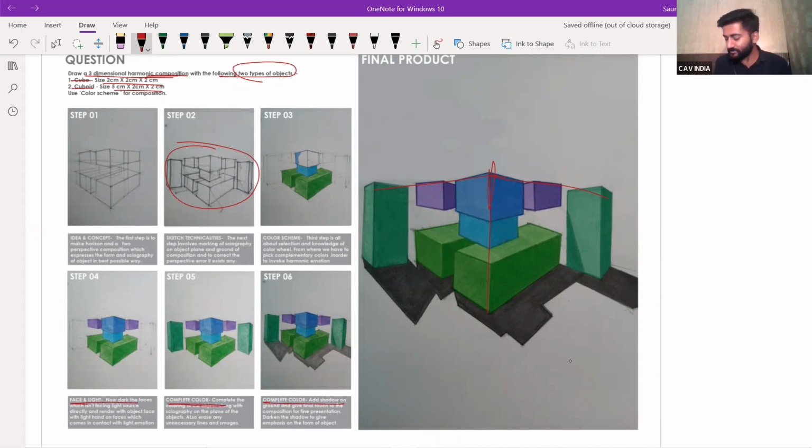When you also decide the sciography, the shadow is on this side, so this face would be darker as compared to this face or this face. So take care of these basic things as well.